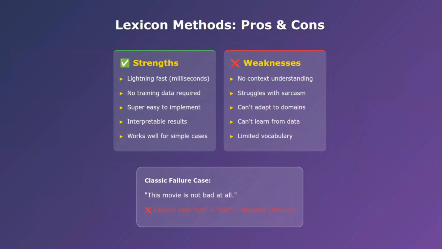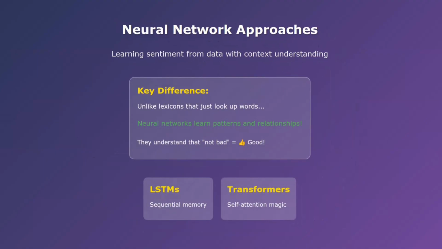Here's a classic failure case. "This movie is not bad at all." A lexicon sees "not" and "bad" and might score it negatively, even though the actual meaning is positive. This is where things get really interesting. Neural network approaches learn sentiment from data and understand context, making them much more powerful for complex text. Unlike lexicon methods that just look up words, neural networks learn patterns and relationships. They understand that "not bad" actually means something good.